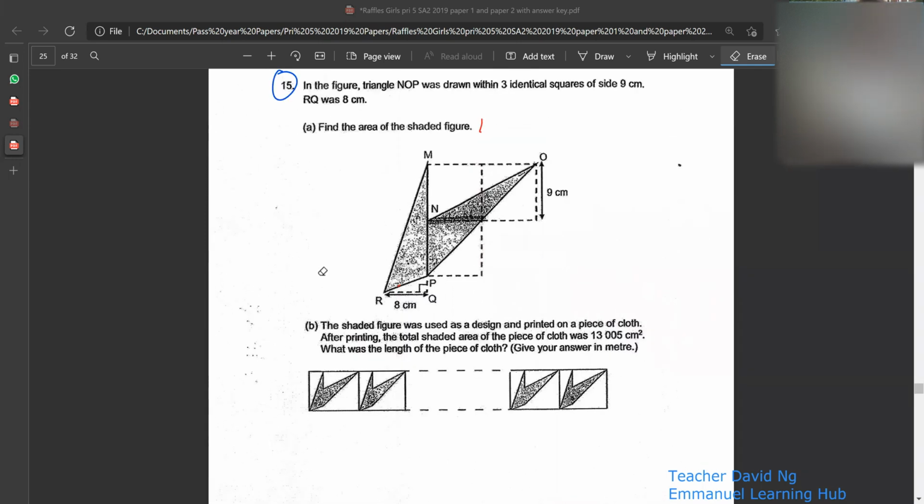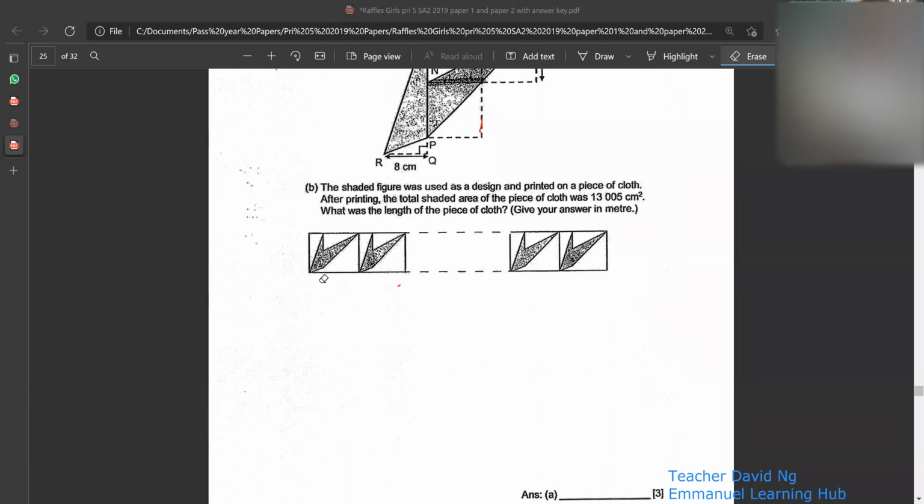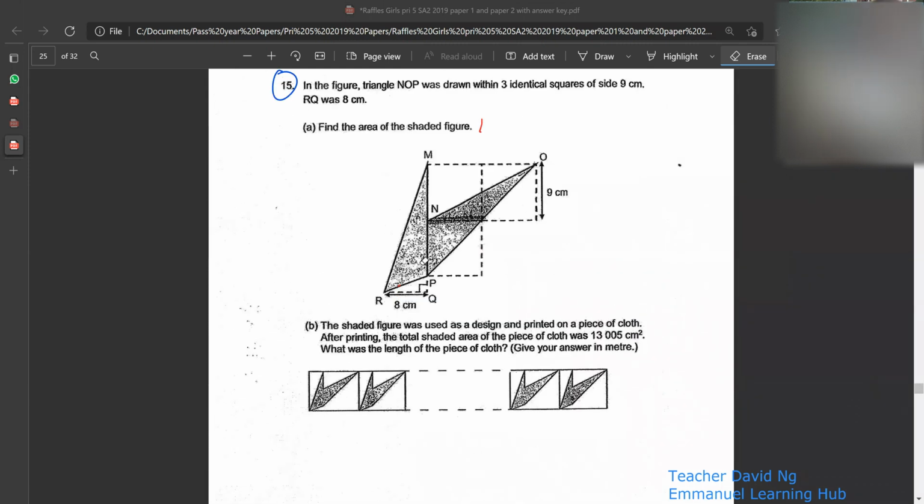Yes. Okay, then question B. Just now we worked out the area already. Wait, what's the answer? I erased everything. 153, okay. The shaded area was used as a design and painted on a piece of cloth. After painting, the total shaded area of the piece of cloth was 13005 cm square. What was the length of the piece of cloth? Give your answer in meter.